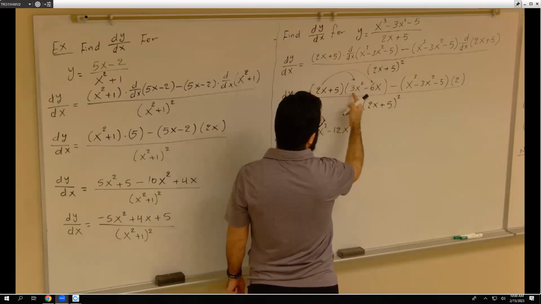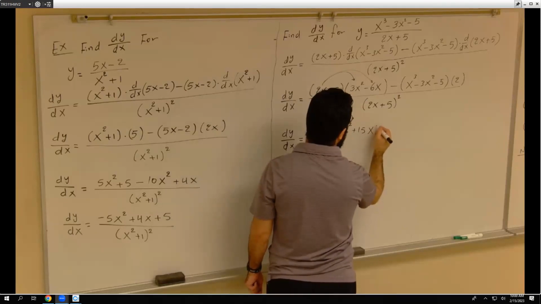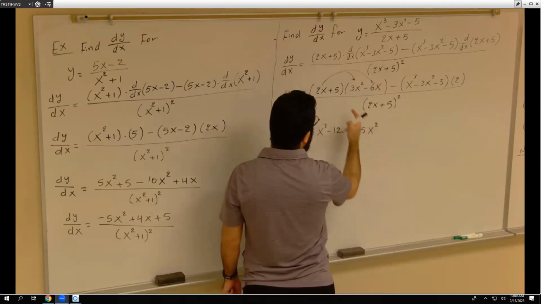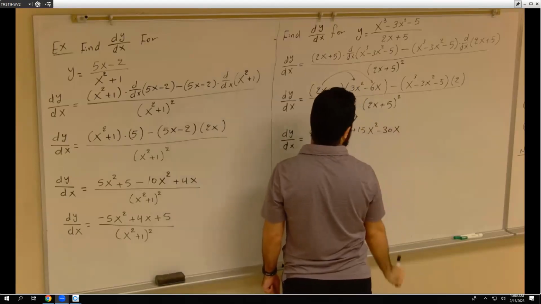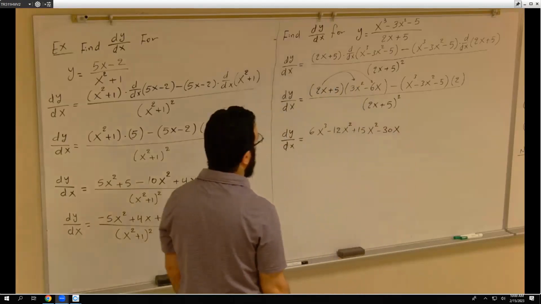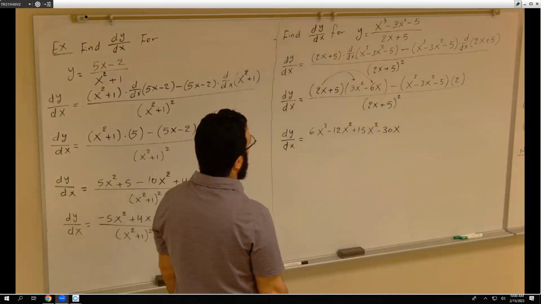5 times 3x squared is going to be plus 15x squared. And 5 times negative 6 is negative 30x. So we're done from the first part.